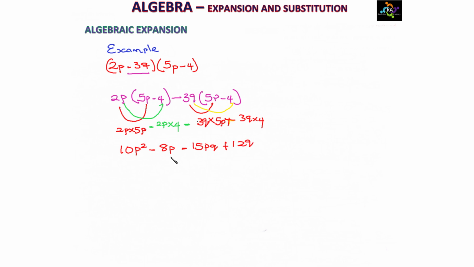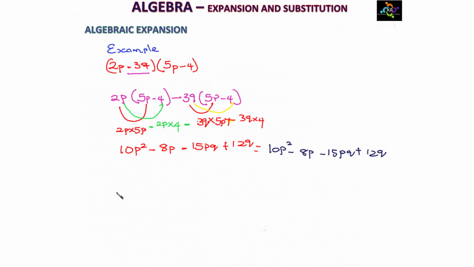Now, if for example we have like terms, you take your like terms and bring them together and add them up. But in this case we don't have like terms, so your answer will still maintain the same value, and that will give us 10p² minus 8p minus 15pq plus 12q, and that is on that.